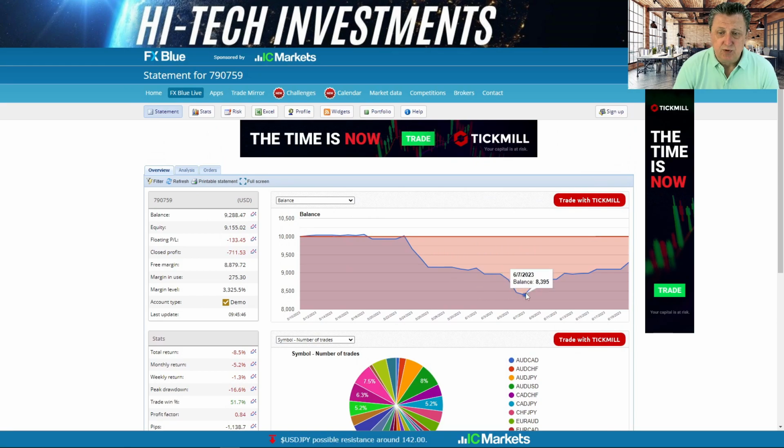On the graph, it looks a lot better. You can see it was down to 8,395 and currently up by 1,000. So it looks like we have figured something out, and the market is also maybe straightening itself out slightly.